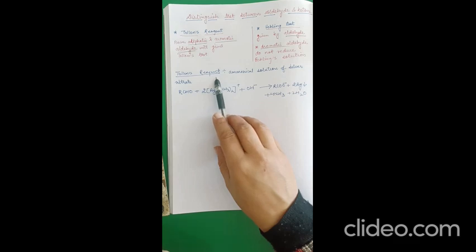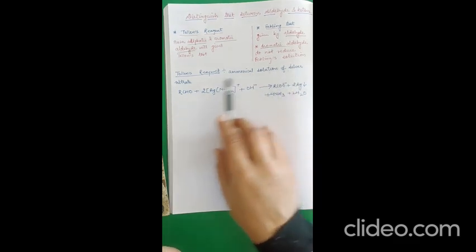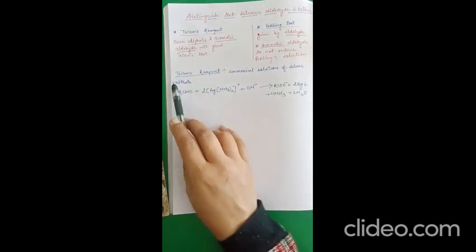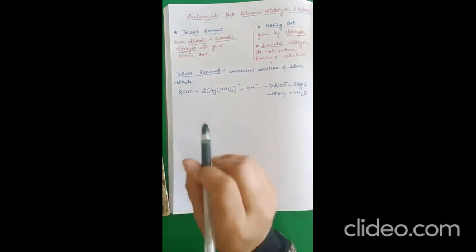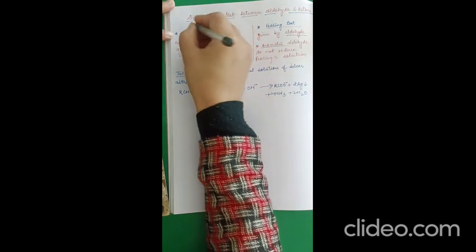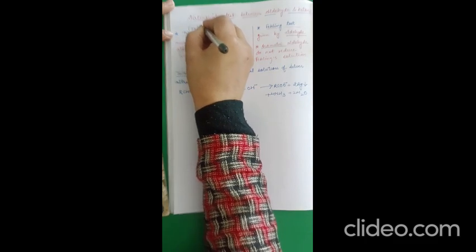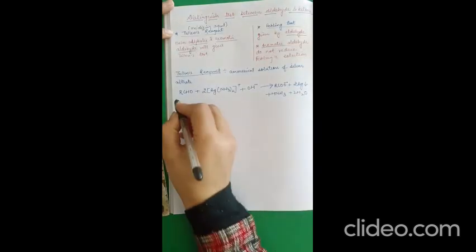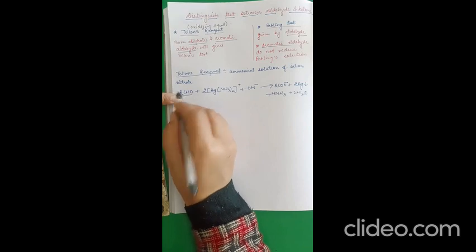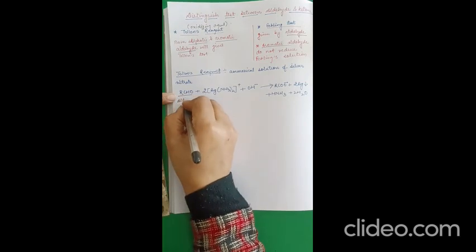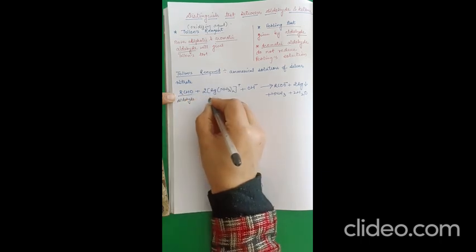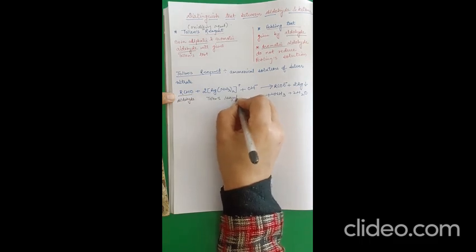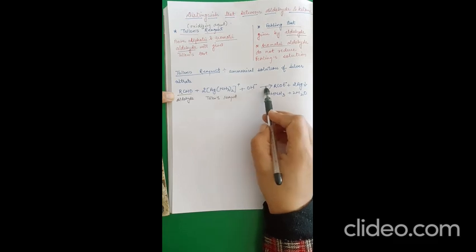Tollens reagent is the ammoniacal solution of silver nitrate. Basically, Tollens reagent is an oxidizing agent. So it will oxidize aldehyde. Whatever aldehyde is given to you, we will write here aldehyde. This is the formula for Tollens reagent, plus OH negative, it will give.